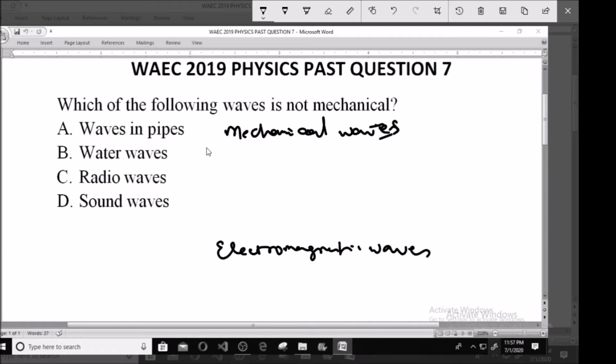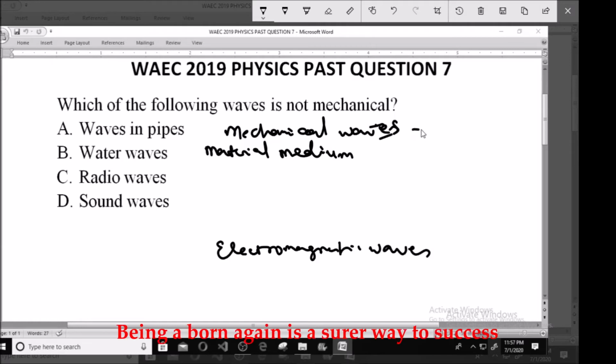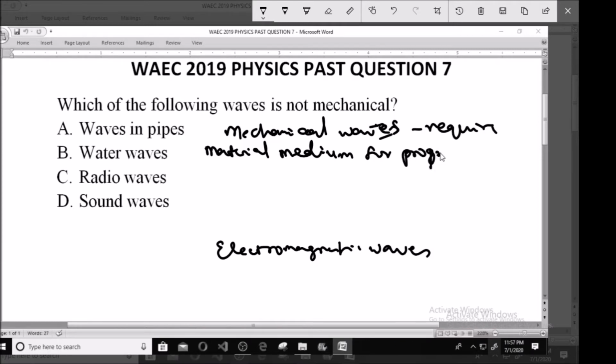So once a wave requires material medium, so they do what? They require material medium for propagation. So in order for them to be transmitted, they need what we call material medium.